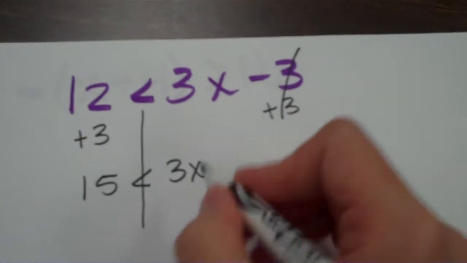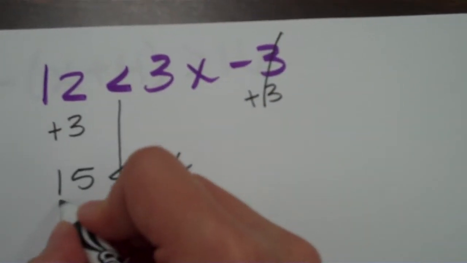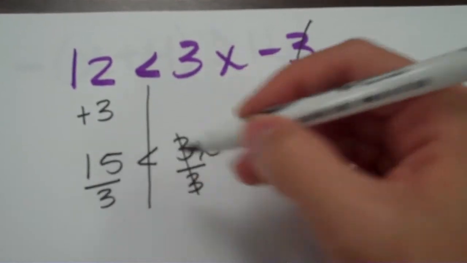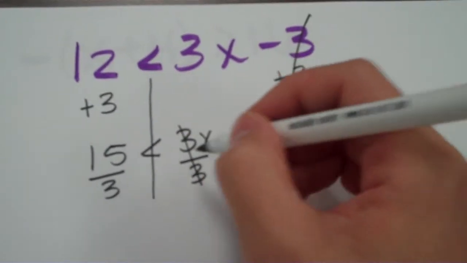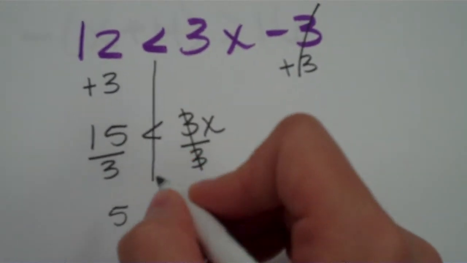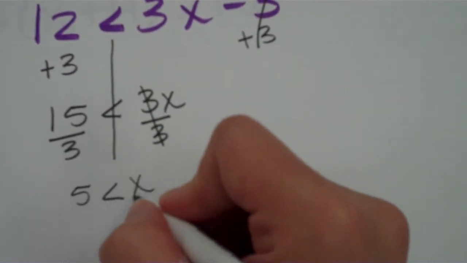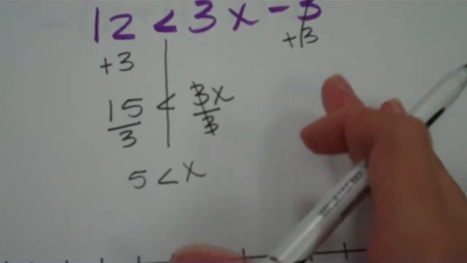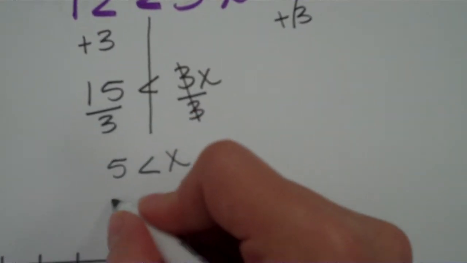Okay, then we get rid of the 3 by dividing. Am I going to change my symbol? Am I going to flip my sign? You're going to say no, because best friend was positive. So 15 divided by 3 is a positive 5. Same symbol, X. However, remember, X needs to be on the left, so I'll just rewrite the X here.